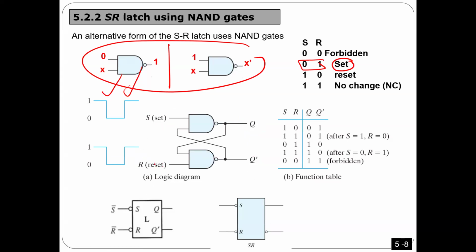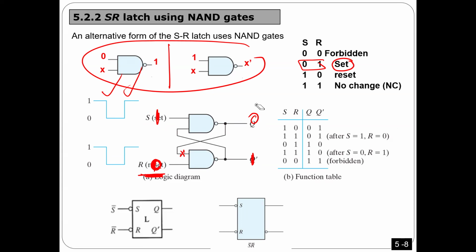Same thing if you look at the other case. If I put 1 here and 0 here, now this one has to do a reset. Let's see. Because if this one is 0, regardless of what you have at the other input, this output becomes 1. With 1, 1, you get 0. So now you are doing a reset.